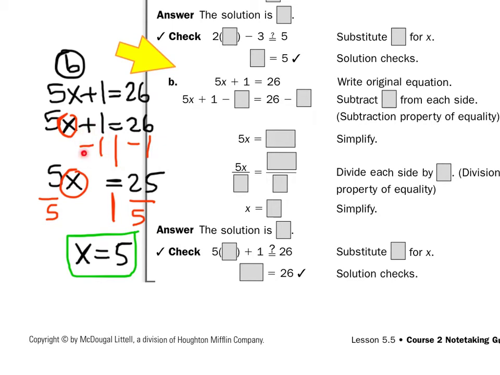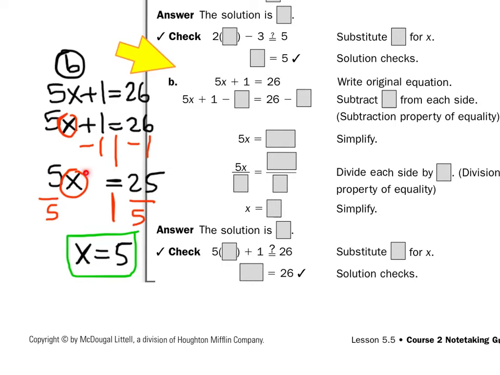And so whatever I do on one side of the wall, I have to copy on the other side of the wall. So let's bring down the 5x, just let it come straight down. Positive 1 plus negative 1 destroy each other. You can cross them out. They became 0. Let the equal sign slide straight down the wall. And then 26 minus 1 gives you 25. So now we have 5x equals 25.